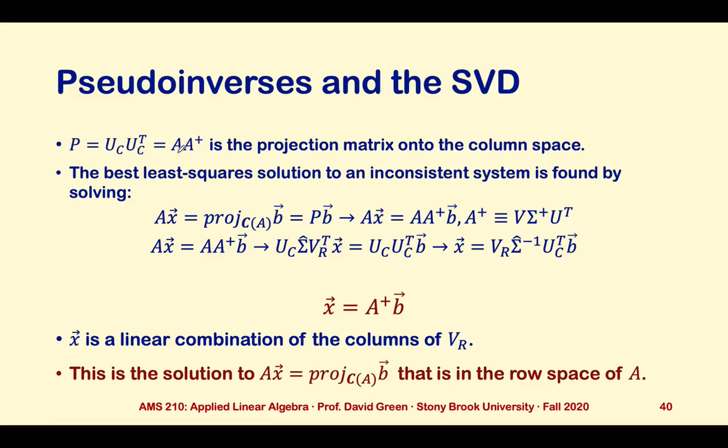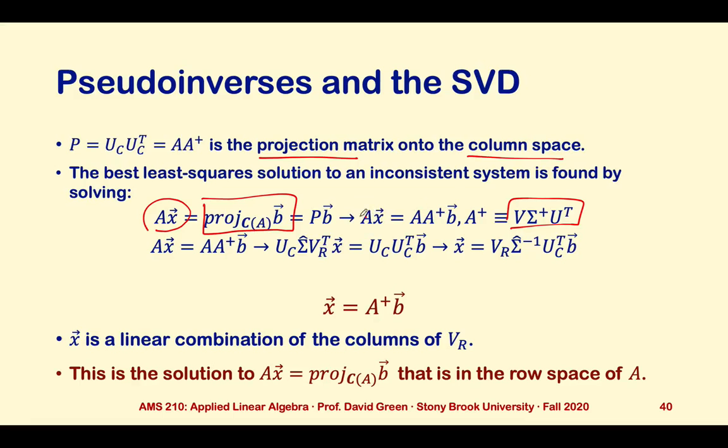Now, how can this be used? It can be used because the projection matrix comes into play in finding least squares solutions. Right? This UC times UC transpose, or A times A plus, is the projection matrix onto the column space. The way we get a best least squares solution to an inconsistent system is by using the projection. We solve AX equals the projection of B onto the column space, or P times B, where P is AA plus. Right? And this gives us AX equals A times A plus B, where A plus is defined by this pseudo-inverse.